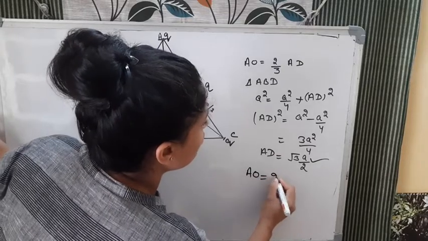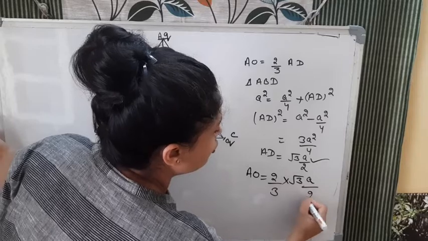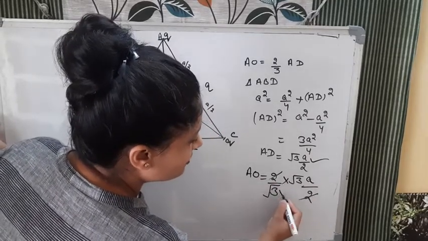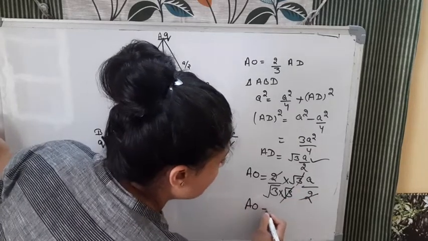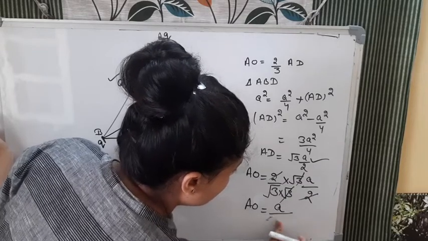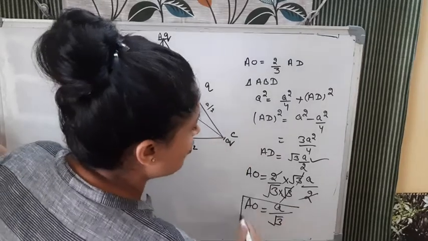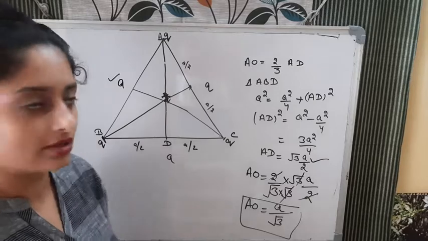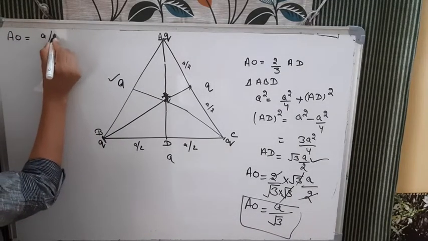AO will be what? 2 by 3 into root 3 A by 2. 2 से 2 cancel. A, now this 3, I can write it like this, root 3 into root 3. Root 3 से root 3 cancel. Sorry, 2 cancel out. AO will become A divided by root 3. So we got the AO value, and we can say the same for BO and CO. So this distance is equal to A by root 3.